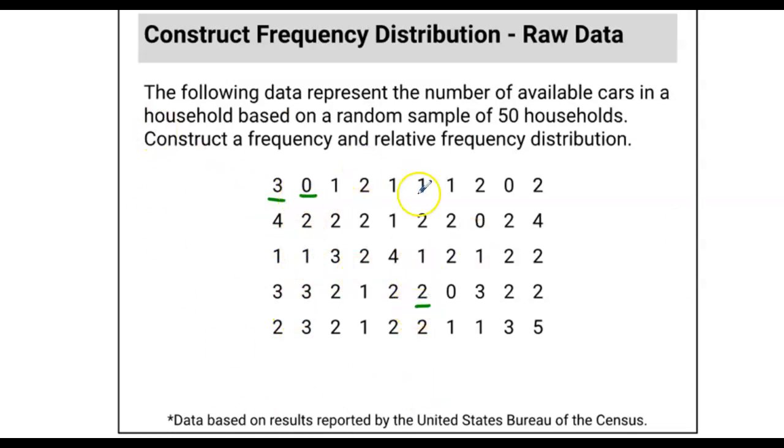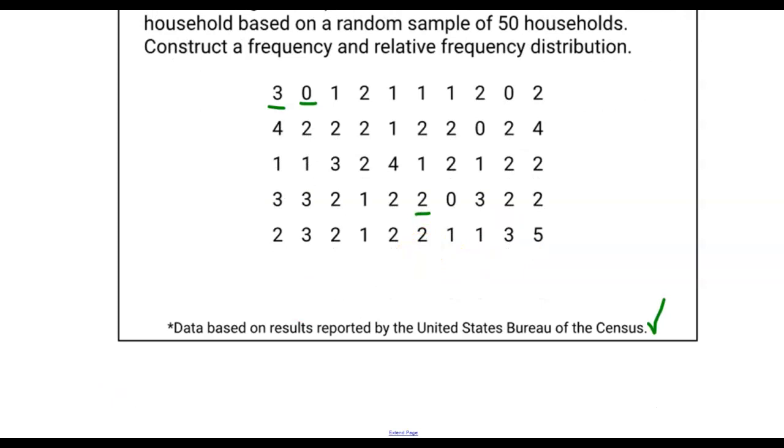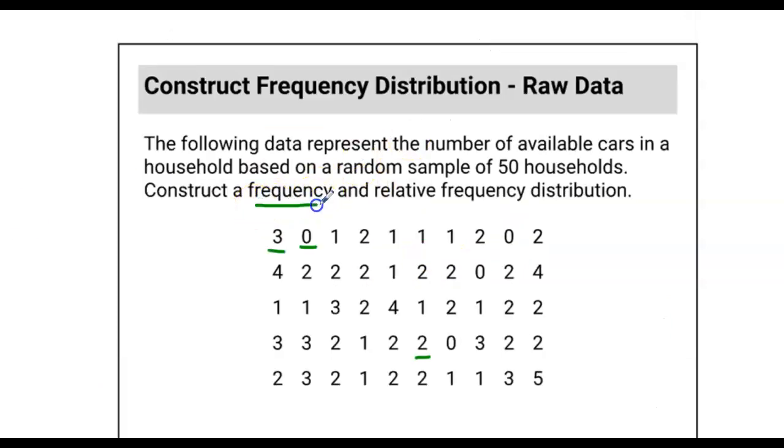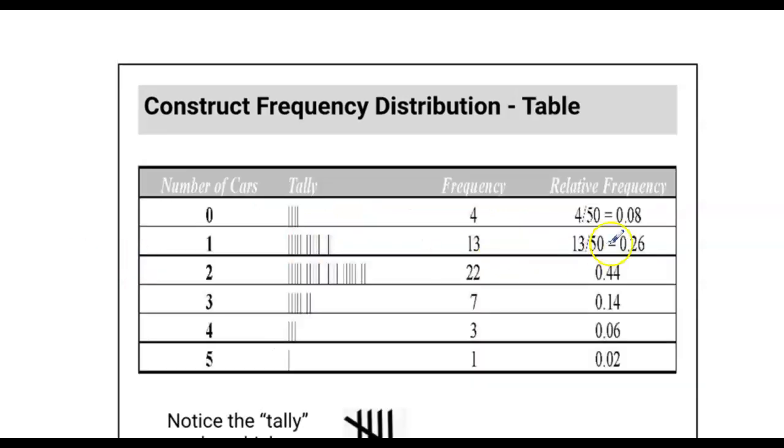50 times that happened. And this is based on results reported by the U.S. Bureau of the Census. A great bureau, in my opinion, because they're a bunch of stat nerds like me. So a random sample of 50 households, this is all of them. This is ugly to look at, and it's hard to make any decisions. And in general, it's just not very user-friendly. So what we're going to do is take these raw data and convert them into a frequency, and then a relative frequency distribution. Let's look at those now.